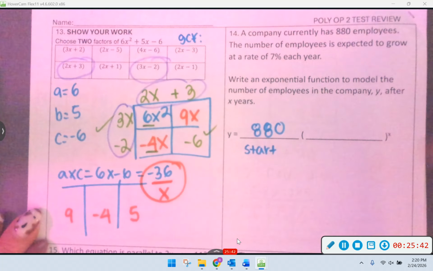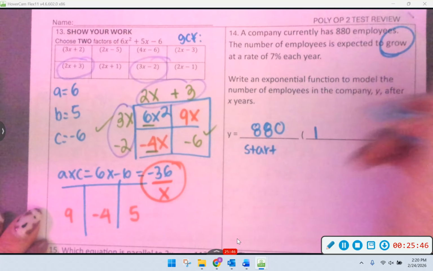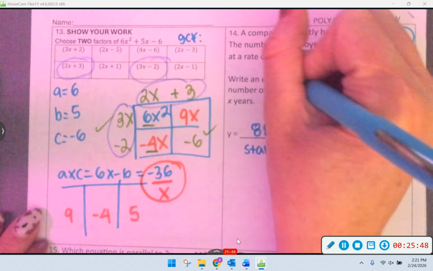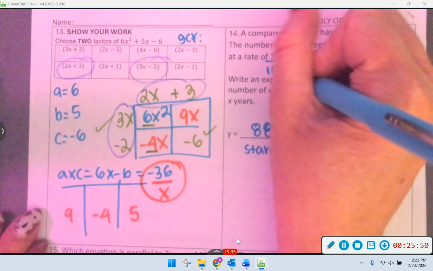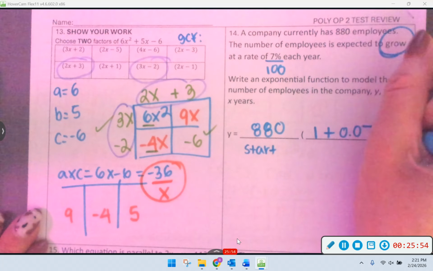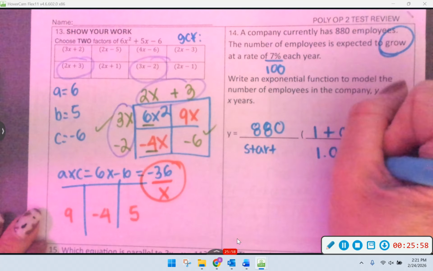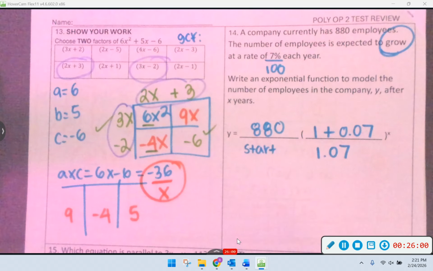Now, all of these questions are going to be a 1 plus or a 1 minus. Since we see grow, it's going to be 1 plus. 1 plus the percentage divided by 100. 7 divided by 100 is going to be 0.07. Now you can leave it like that, or you can actually add it together. Either answer will be accepted.